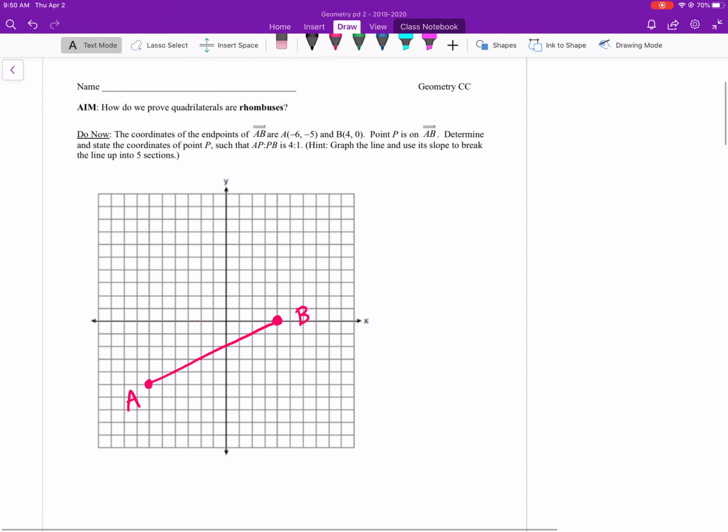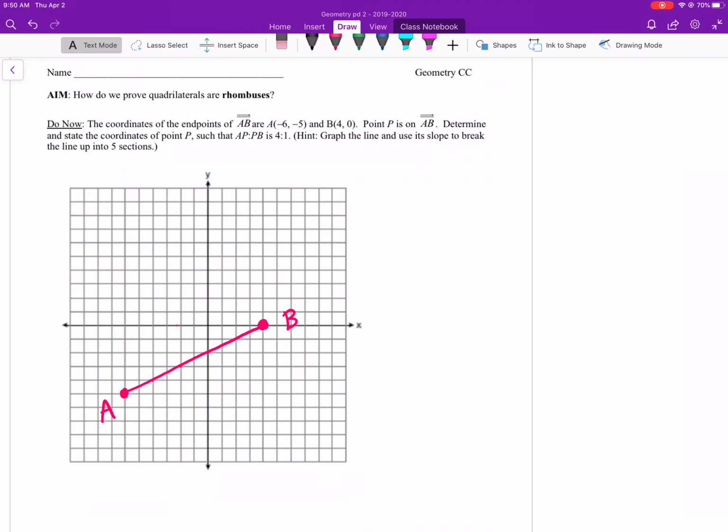Our Do Now today: the coordinates of the endpoints of AB are A(-6, -5) and B(4, 0). Point P is on AB. Determine and state the coordinates of point P such that the ratio of AP to PB is 4:1.